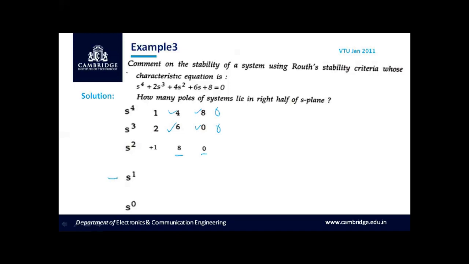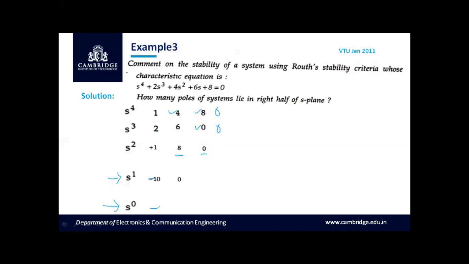To fill up the fourth row, we have to take the previous two rows as a reference. Fourth row first element can be given by 1 into 6 minus 2 into 8 divided by 1. Hence we get minus 10. And the second element will be 0.